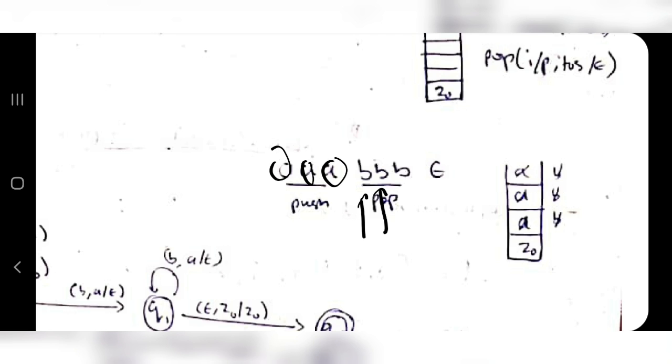Okay, and after that, when the string is over, if there is nothing remaining, meaning no a is remaining in the stack, that means it's a valid string. Else it's not a valid string. In that way we will be finding out if it's a valid string or not in a pushdown automata.